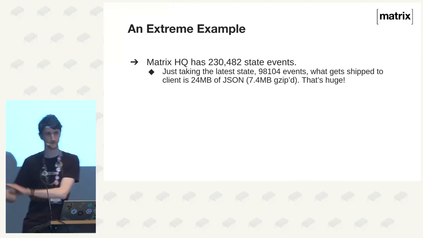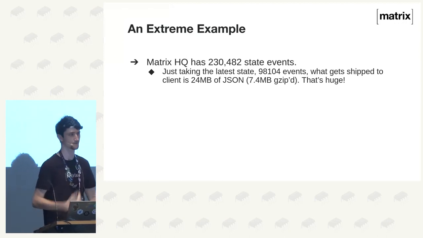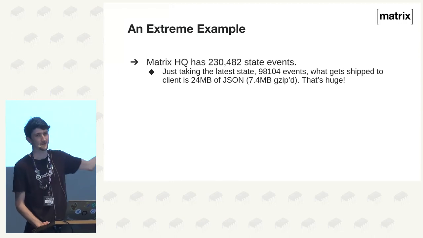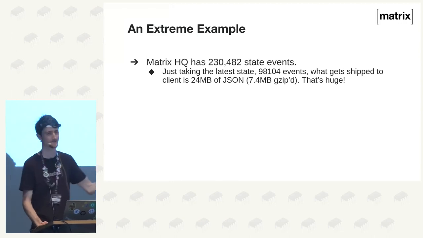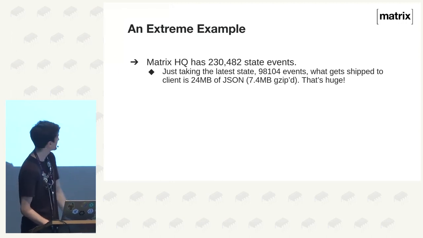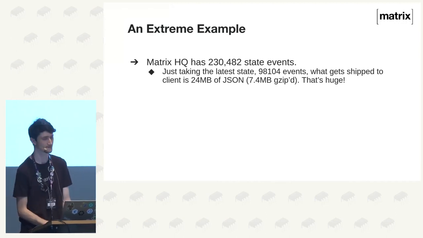If we cut out the historical ones, if we just take the current state events, which would be sent down to a client when it first joins the room, we still get about 100,000 events, which is quite a lot of JSON to both download and parse. If you download it, it's about 24 megabytes of JSON, and that's just one room, so you can see why sometimes it takes a while to log in.